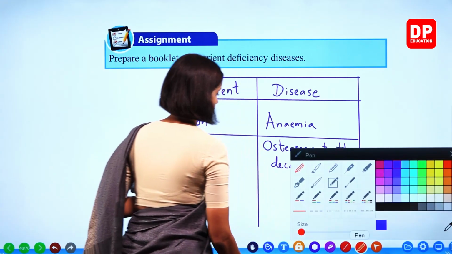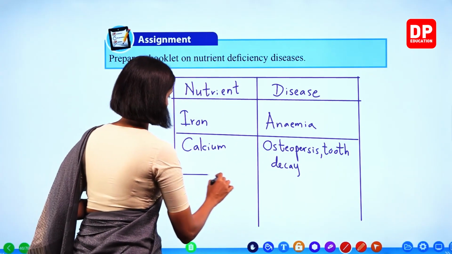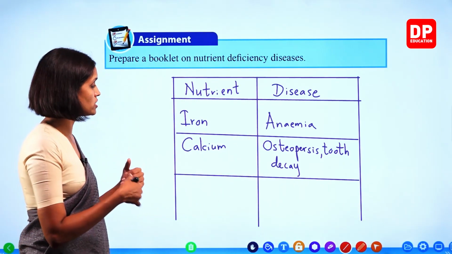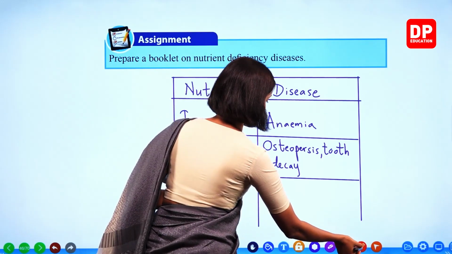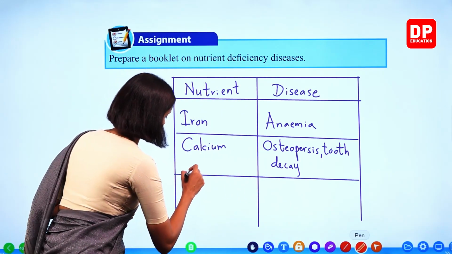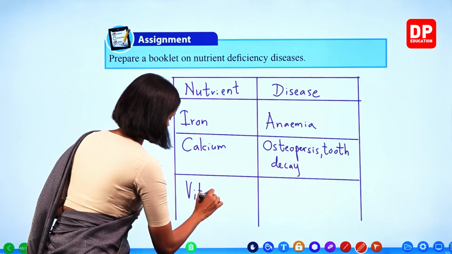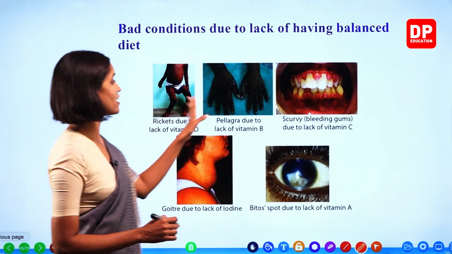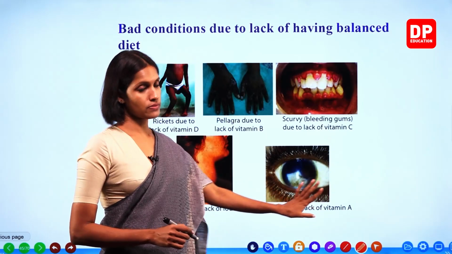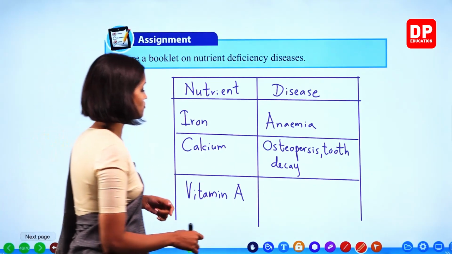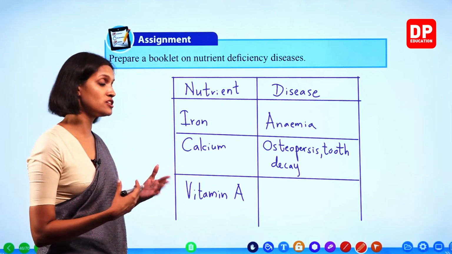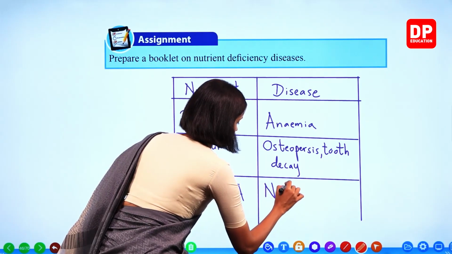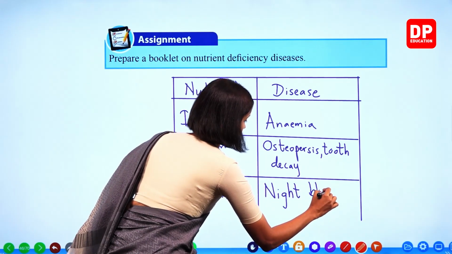Right? And then we discussed about because of lack of iodine, goiter occurs. And then we can consider about vitamin A. Vitamin A, we already discussed about. Here we discussed because of lack of vitamin A, bitter spots occur. Right? And then because of lack of vitamin A, another disease called night blindness occurs.